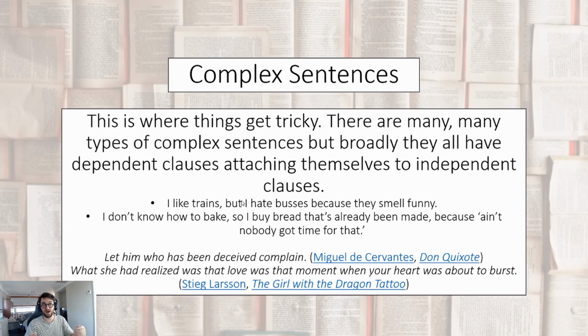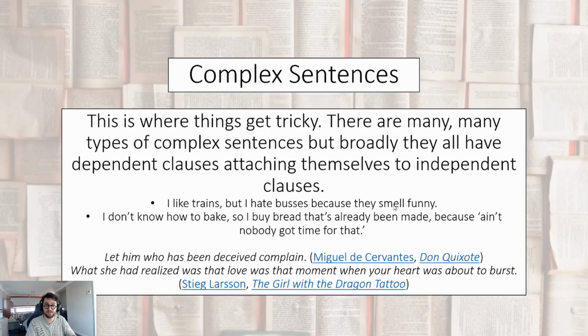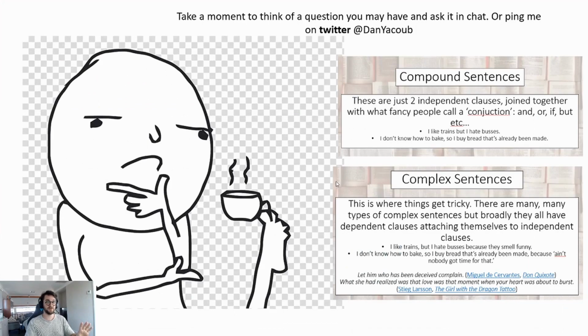If you take out the "but," "I hate buses," independent clause. Even "they smell funny." But once you put in those, this is a compound sentence from here. So "I hate buses because they smell funny" would be a compound sentence. "I like trains but I hate buses" makes it into a complex sentence. All right. From there, we'll have another question time.